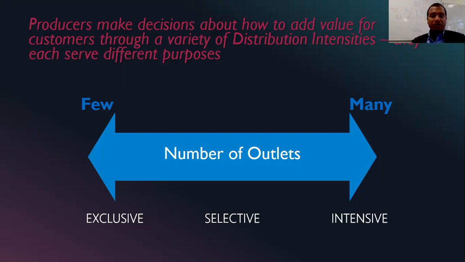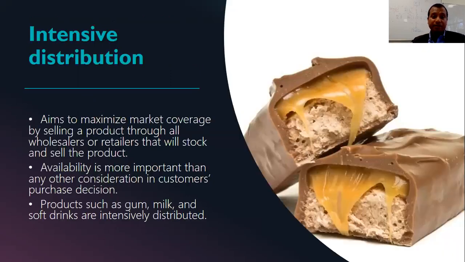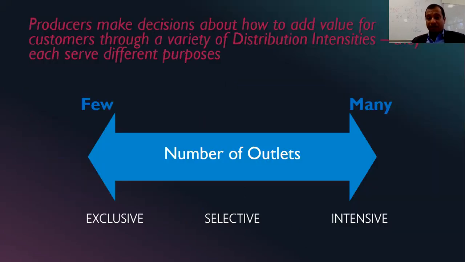So I was talking about the three different choices you have as a firm. Either you can choose an exclusive number of outlets, or an intensive one, or somewhere in between, that is selective number of outlets. Let's go through some examples of which product or services each choice is more suitable for. The first one is intensive distribution, the right extreme.